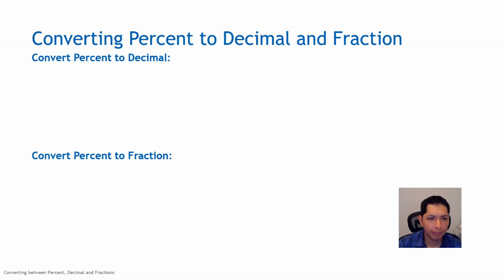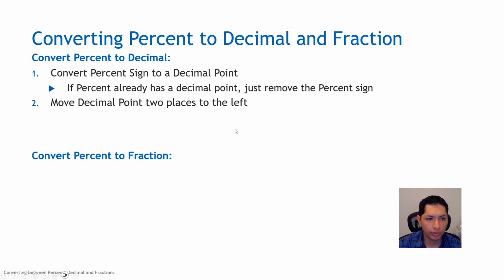To convert a percent to a decimal, you will follow 2 steps. First, you will convert the percent sign to a decimal point. Now, there is a note that if the percent already has a decimal point, then you will not convert the percent sign to a decimal because it already has a decimal point. You will just simply remove the percent sign. Once you have removed the percent sign, you will then move the decimal point 2 places to the left.